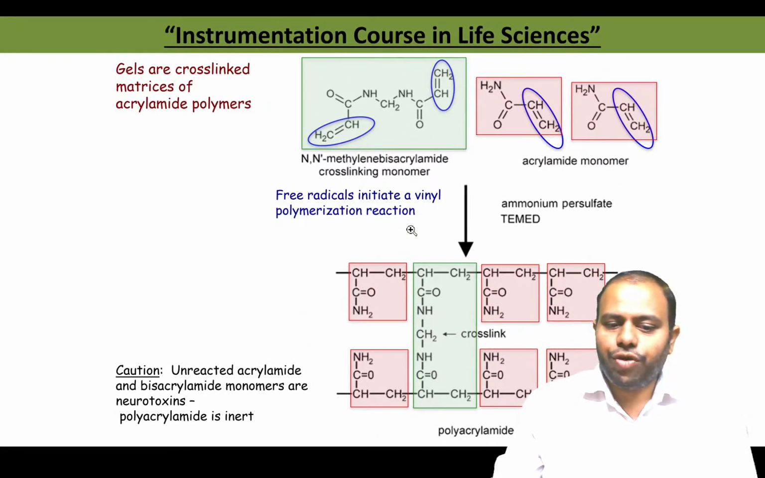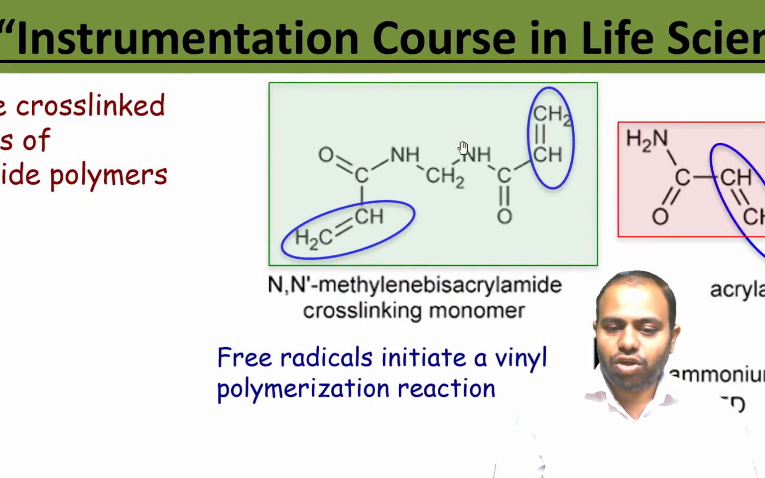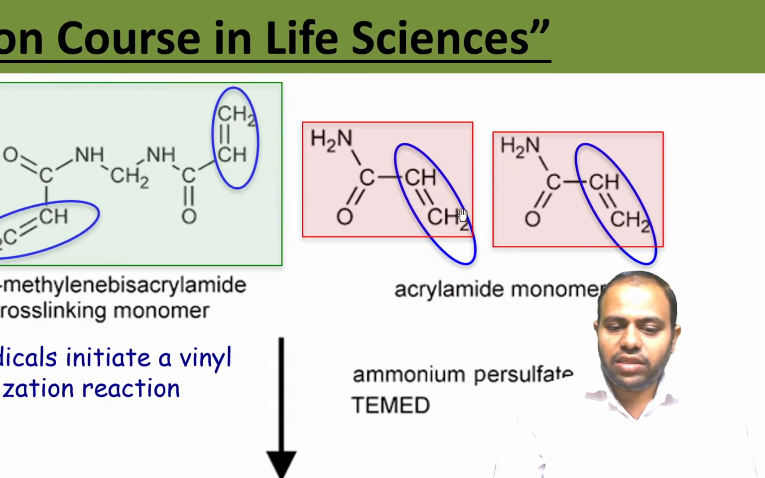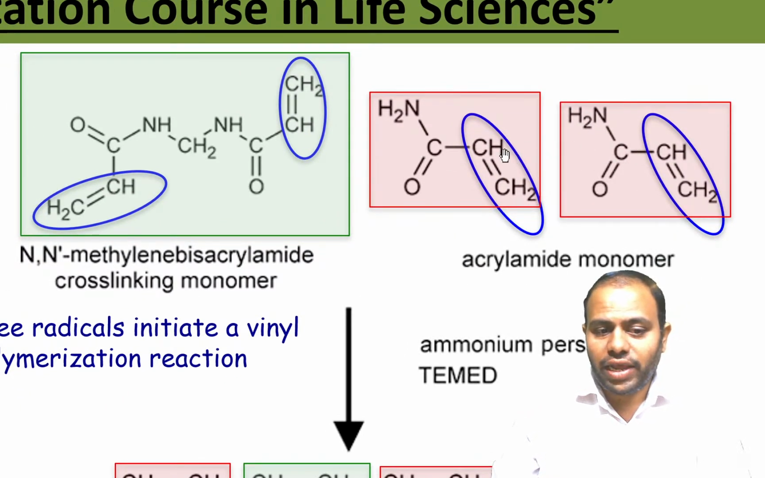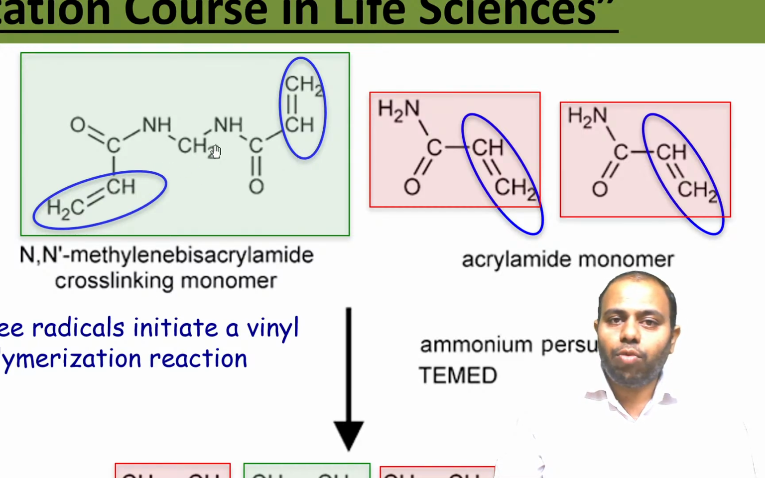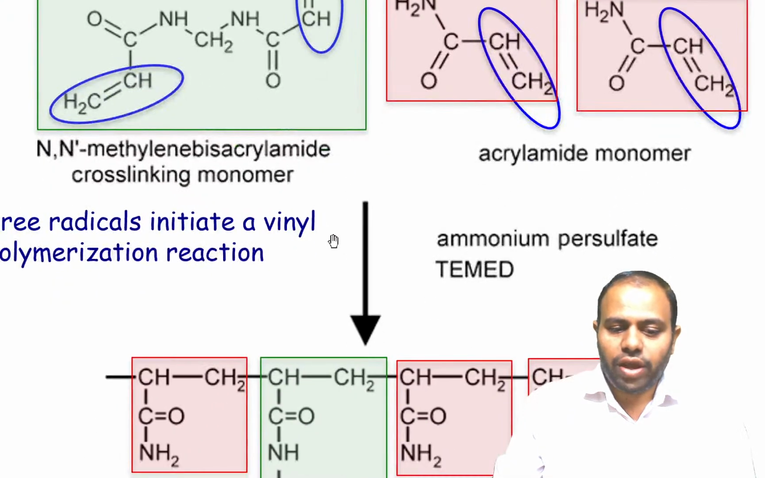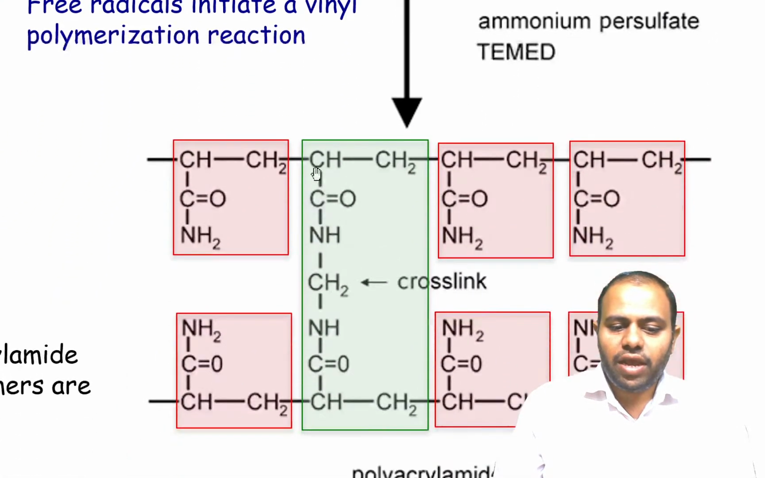Okay, is it clear to all of you? Now let me show you once again the structure of bisacrylamide. This is the structure of bisacrylamide, and this is the structure of acrylamide monomer. Acrylamide monomer is going to form a horizontal linking, whereas bisacrylamide is going to form the vertical linking. It is going to form the linking like this.